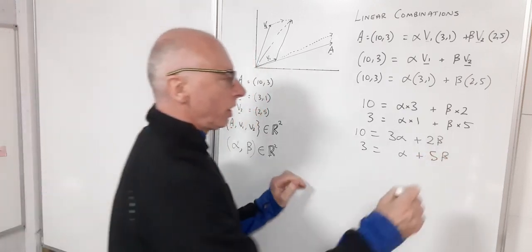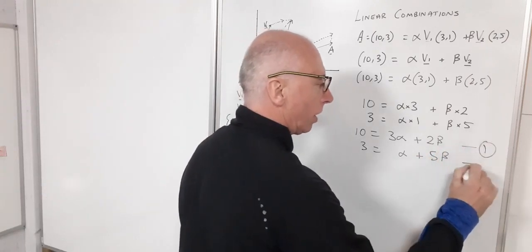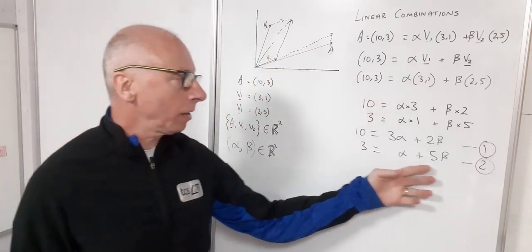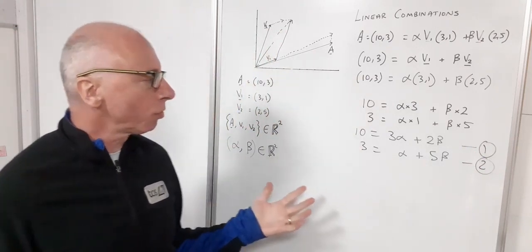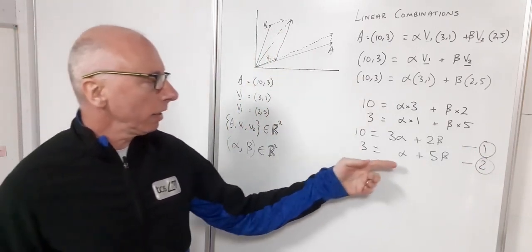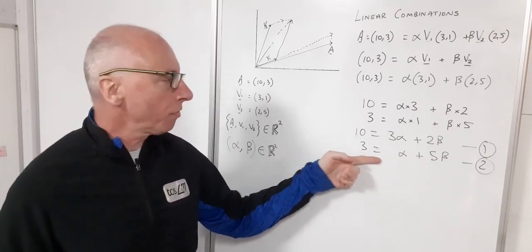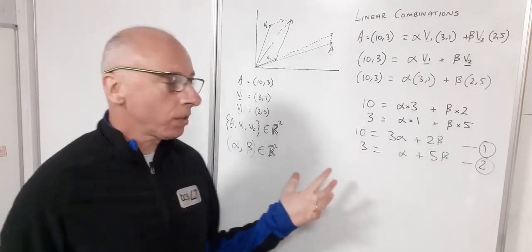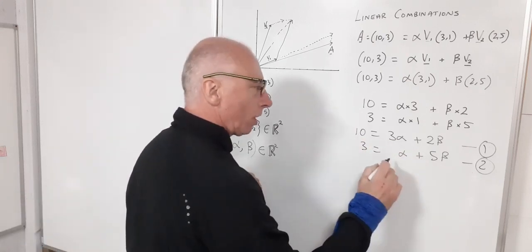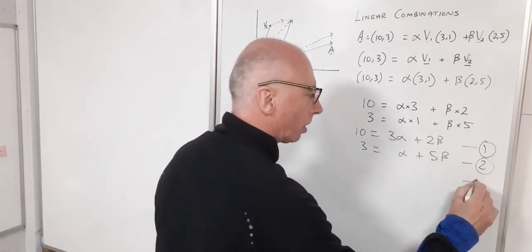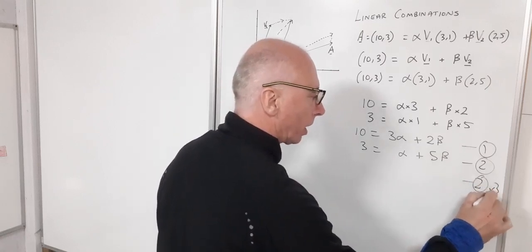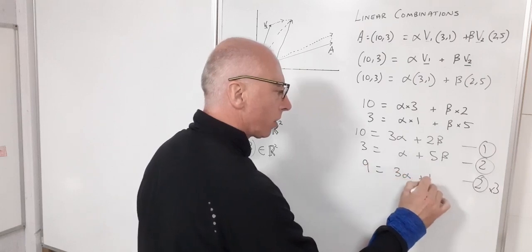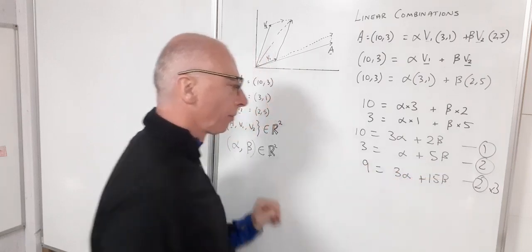Okay, so if I call this equation 1 and this equation 2, what I want to do is to find one of the variables to have the same amount and then add or subtract accordingly. Well, if I multiply equation 2 by 3, I can get 3 alpha. So let's do that. So equation 2 times 3. So that would be 9 equals 3 alpha plus 15 beta.